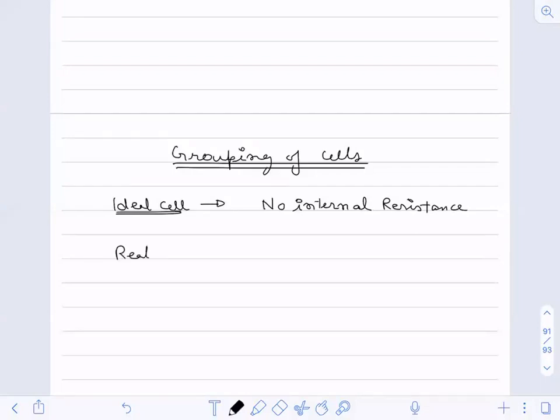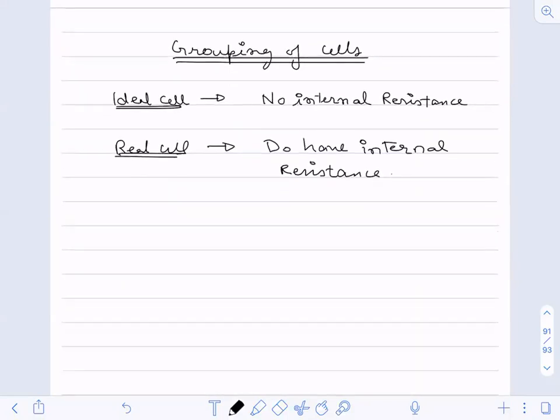Real cells do have internal resistance. So this is the ideal cell, and now what we will be talking of is the real cell, combination of the real cells.